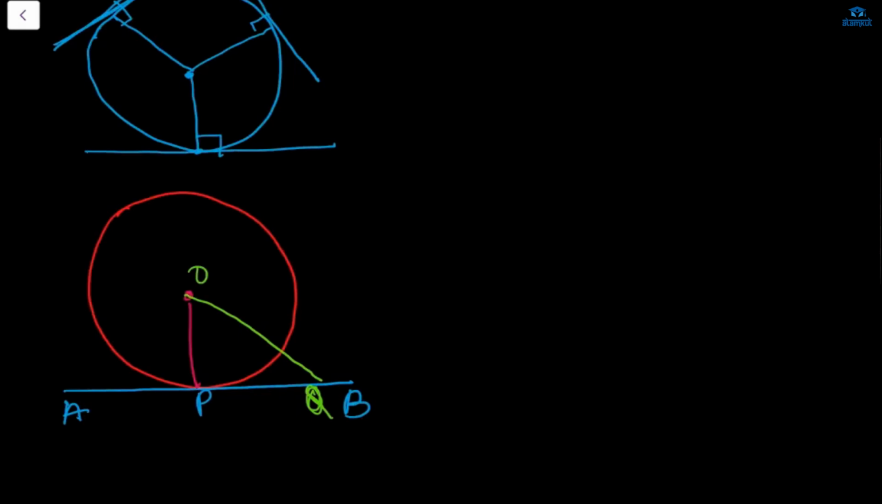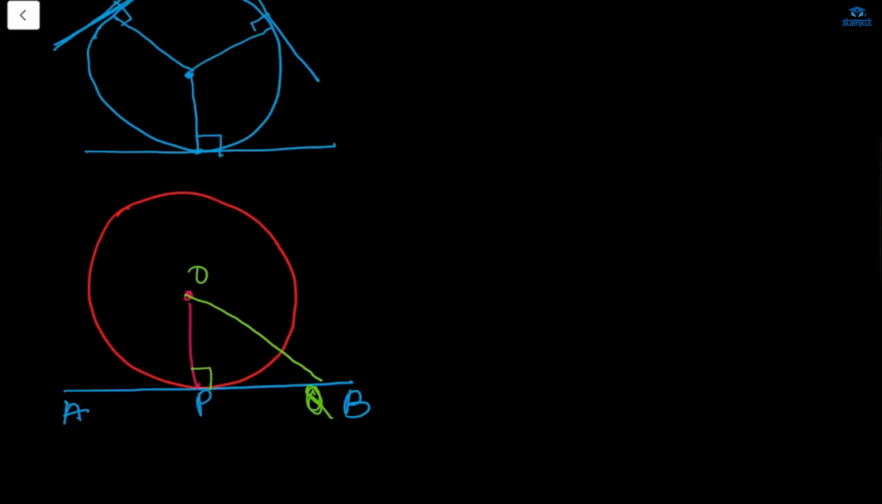Understood? There can be so many tangents, not only one. In the second part, we will study how many tangents can be drawn for a circle. But here, a tangent is a line that is drawn outside the circle, touching the circle at a single point. At that single point, if you draw the radius, the tangent is perpendicular to the radius, so this angle will be 90 degrees. How this angle will be 90 degrees, we are going to prove.